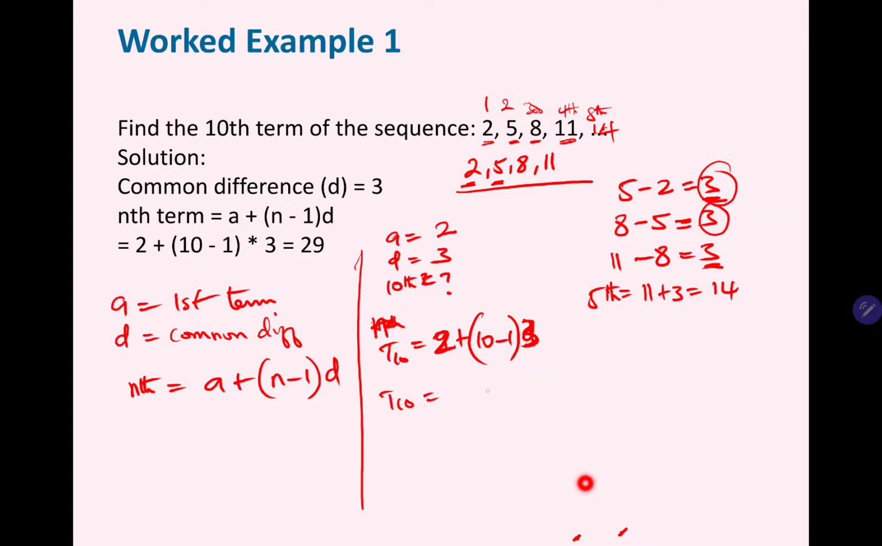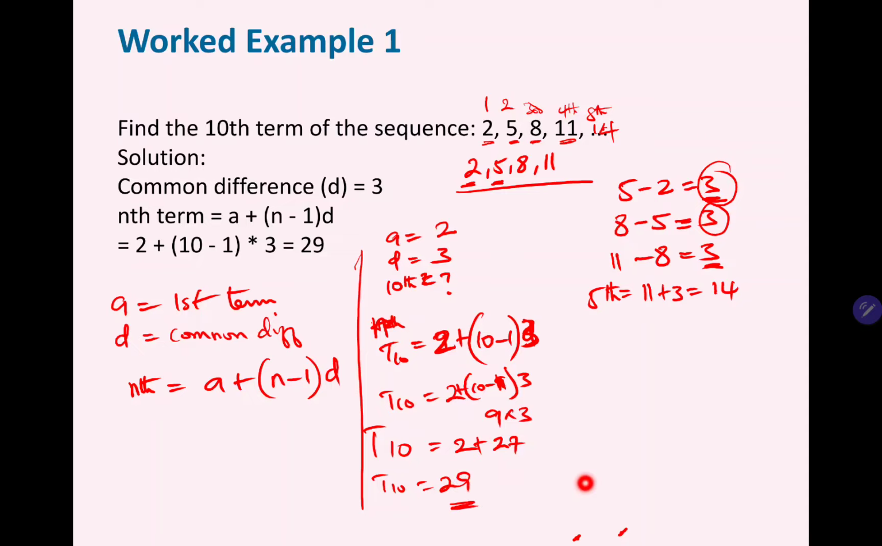Okay, so we have the 10th term will be 2 plus 10 minus 1 multiplied by 3, and 10 minus 1 is 9 times 3 is what? 27 plus 2 is equal to the 10th term. Okay, so we can say the 10th term is equal to what? 27 plus 2 is equal to 29.